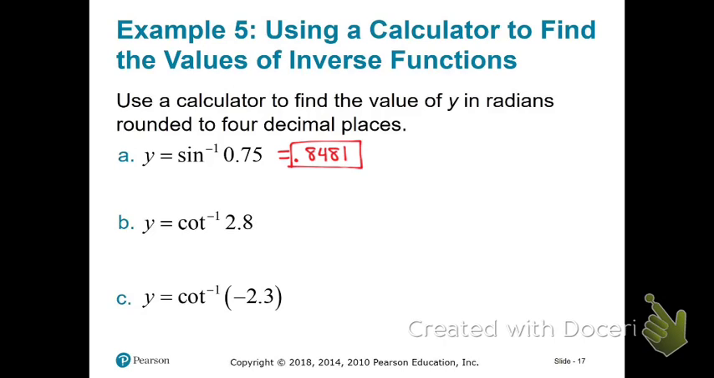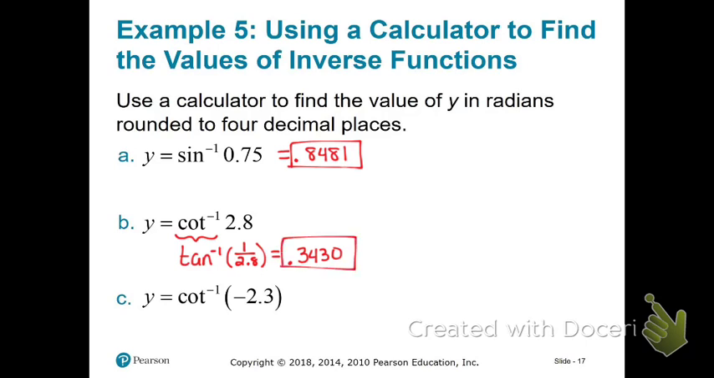All right, B. The inverse cotangent of 2.8. So, we don't have an inverse cotangent, do we? Of course not. So, we're going to use the reciprocals. What's the reciprocal of cotangent? Tangent. So, we're going to do the inverse tangent of, what's the reciprocal of 2.8? 1 over 2.8. And we get? Good, 0.3430. Now hold on the next one because I'm going to back up to the other slide.